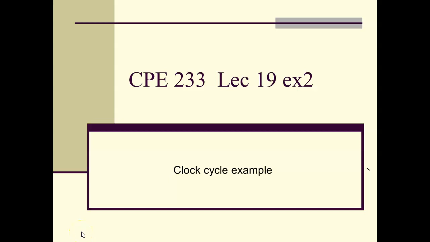This is CPE 233, Lecture 19, Example 2, and this is an example of determining how long a certain piece of code takes to execute. As you know, each instruction requires 2 or 3 clock cycles to execute. So what we want to do is look at the code and determine how many clock cycles that particular piece of code needs to execute. So we can take a look at that, hopefully.